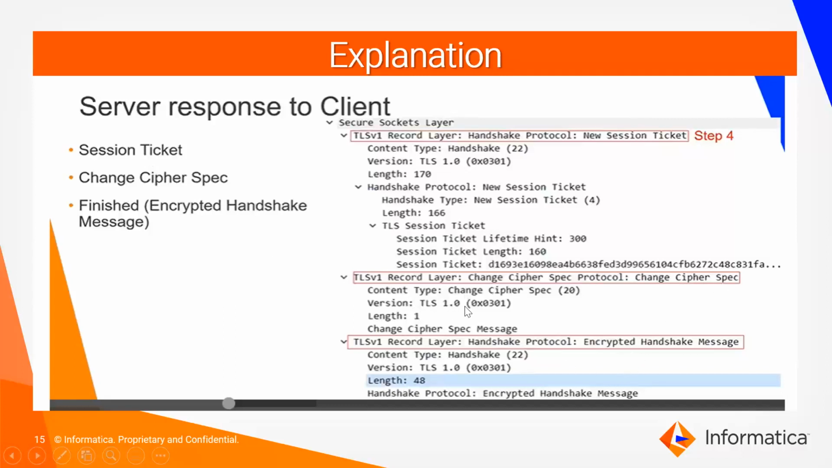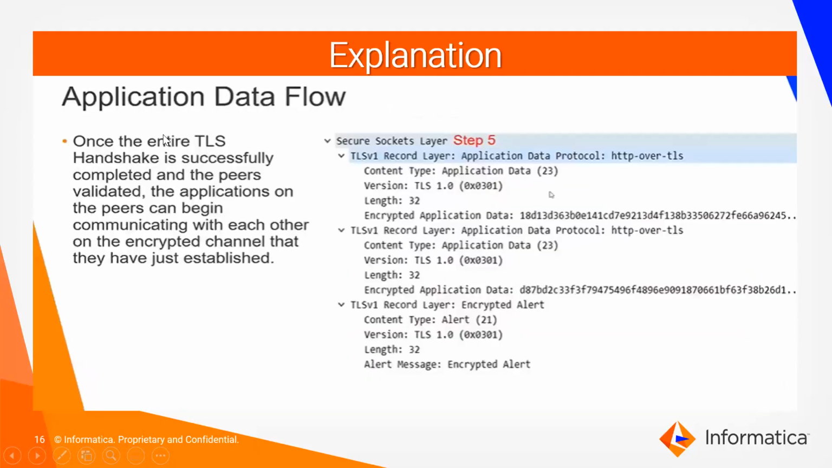So what is the version that is being used? TLS 1.0 is used. And in the handshake protocols, if you see, it is TLS 1.0 and the length is 48. Okay, now after the client and server have agreed, the application data flows, so the actual data flow starts. If you see, the application data protocol is HTTP over TLS.